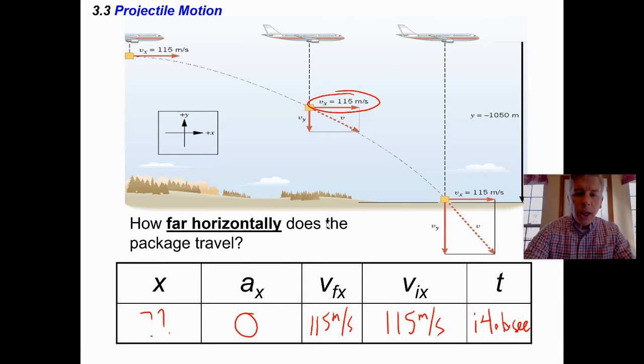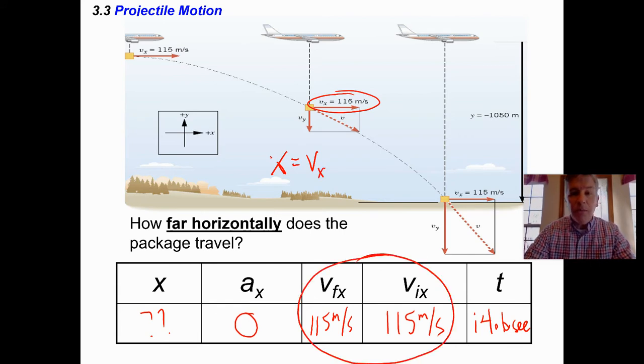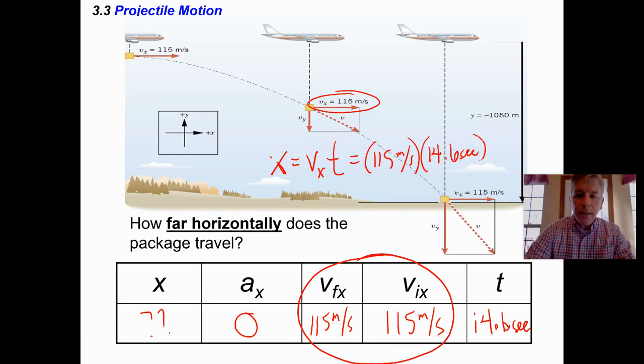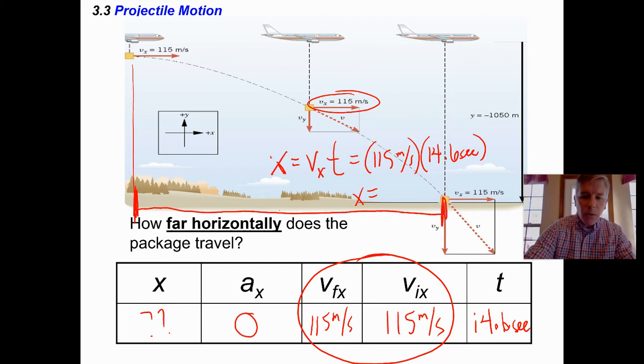Our only equation is the fact that displacement in the horizontal direction is horizontal velocity. I'll just call it Vx because these are the same, so we don't need a Vix or a Vfx. It's just Vx multiplied by time. So I'll take this 115 meters per second and multiply it by the 14.6 seconds, and this will tell me how far horizontally, from where they started dropping the package all the way to where the package hits the ground. That's what we're finding, this X, how far horizontally it traveled.